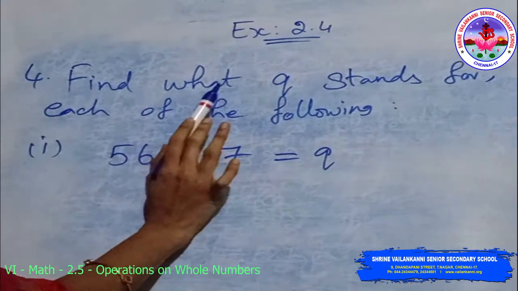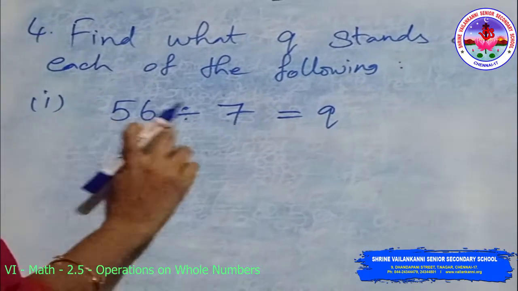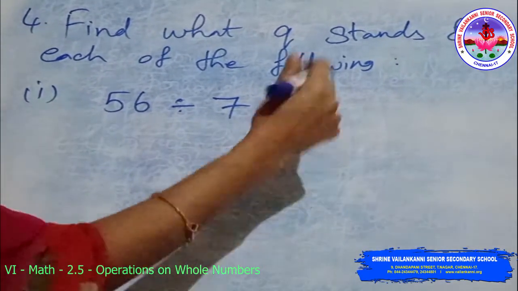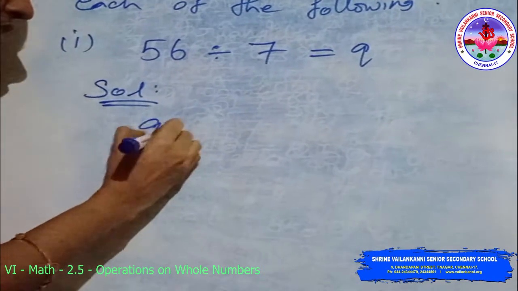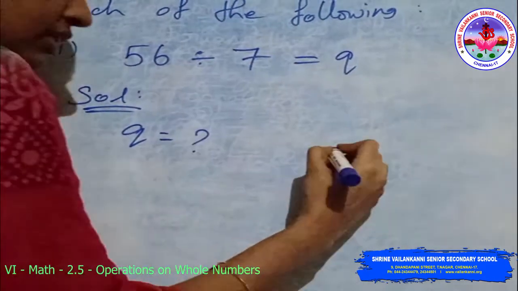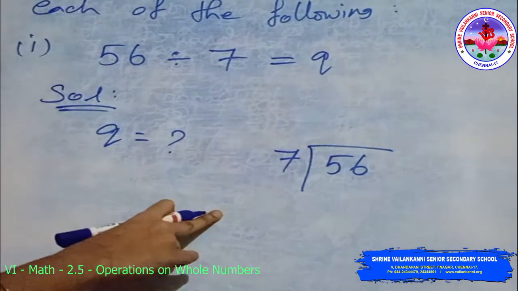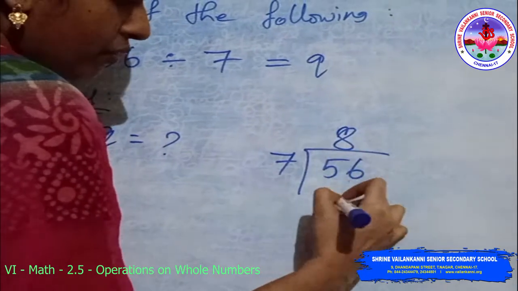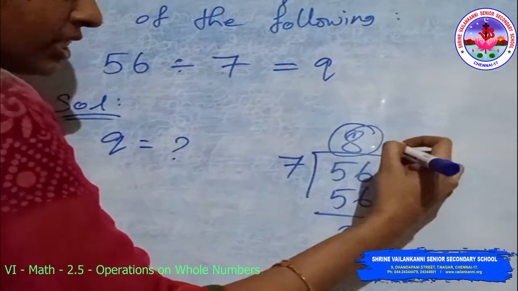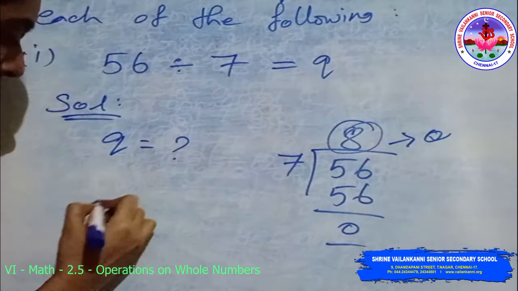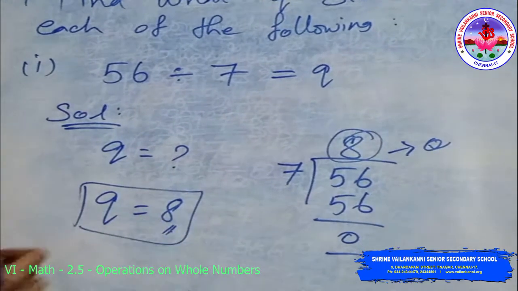Next, Exercise 2.4, fourth question. Find what Q stands for in each of the following. The question is 56 divided by 7 is equal to Q. Solution. Find the Q value. So divide 56 by 7. In the 7 table, 8 times 7 is 56. Subtract this, the value is 0. Now the quotient is 8. So Q is equal to 8. This is the answer.